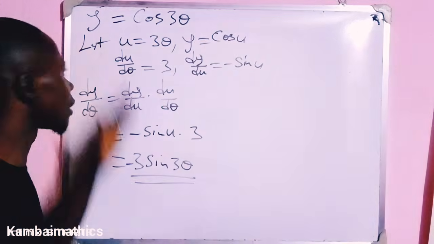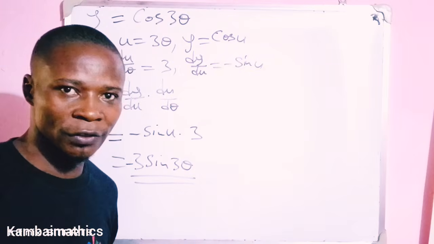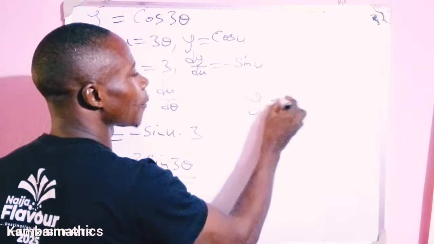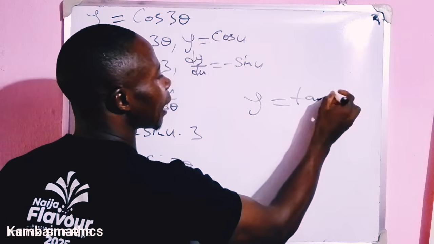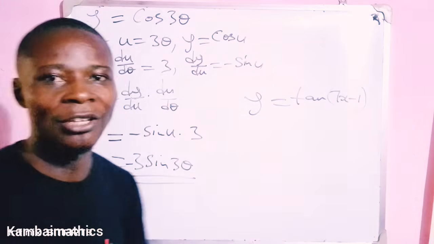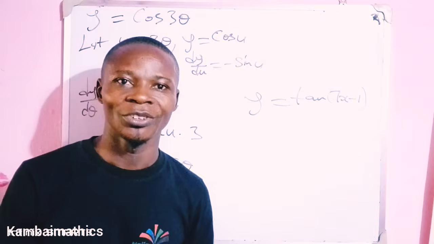So this is how you solve anything that has to do with cos. Can you solve this and show me: if I have y equals tan(7x minus 1)? Can you just comment what the answer will be in the comment section? Thank you so much. I would like to see it.